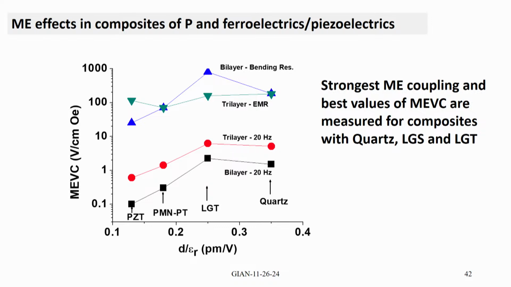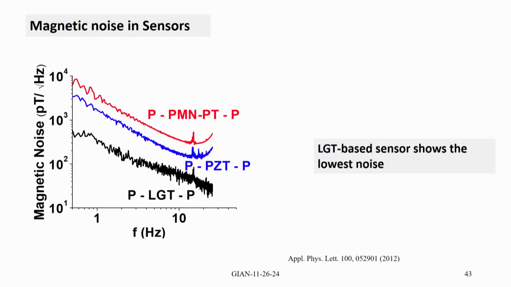So, this is the comparison for all kinds of data, low frequency and resonance. You see here that this one shows very high value for bilayers or trilayers with LGT or quartz, and these are PGT and PM and PT. So, I will get to it later on. Do not worry about this part.